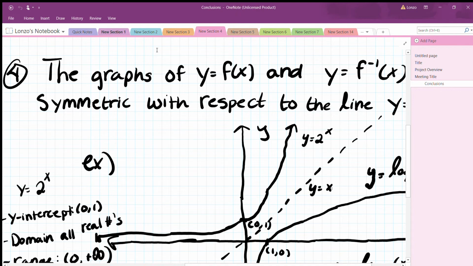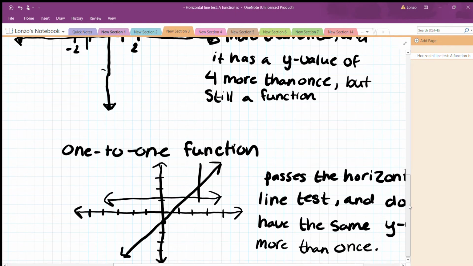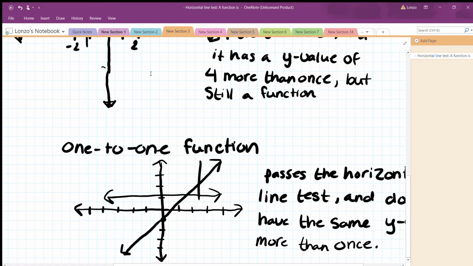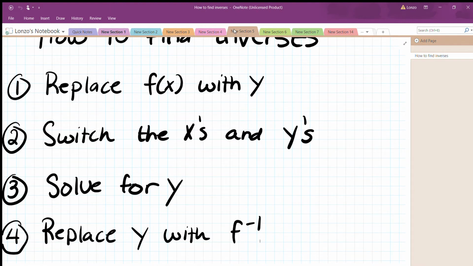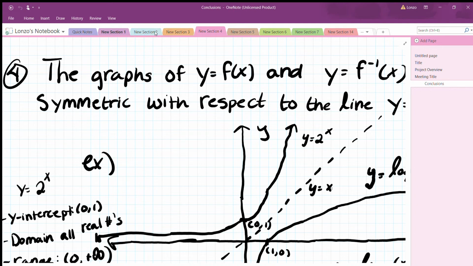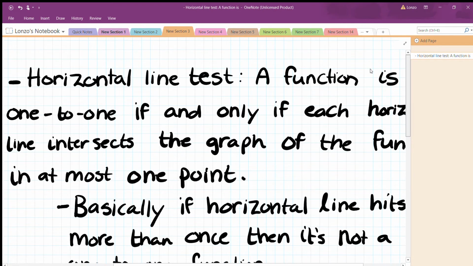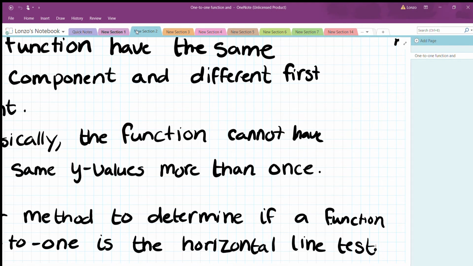Whoops, I think I skipped something. Let me find it. Sorry, I have to find it.